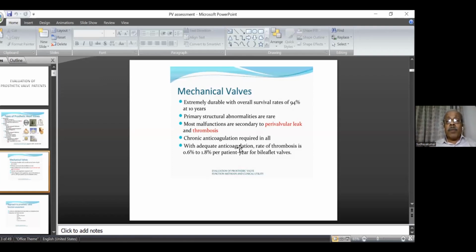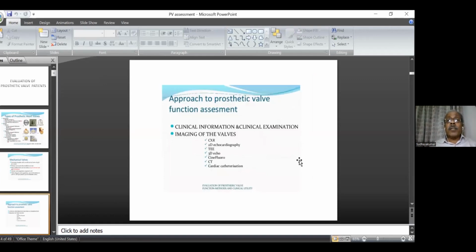And with adequate anticoagulation, the rate of thrombosis is less than 2% per patient year. That is for bileaflet valves. Now we'll be discussing only bileaflet valves. And what is the approach to a prosthetic valve patient?